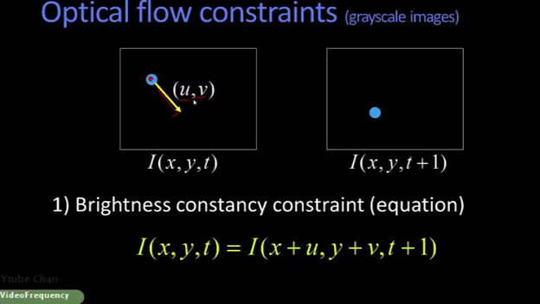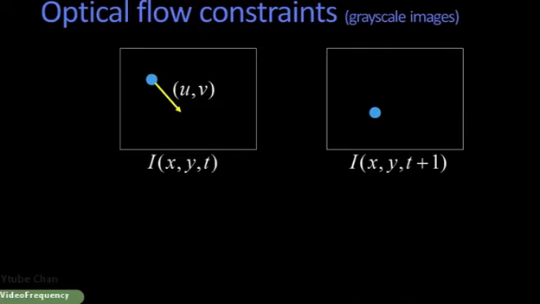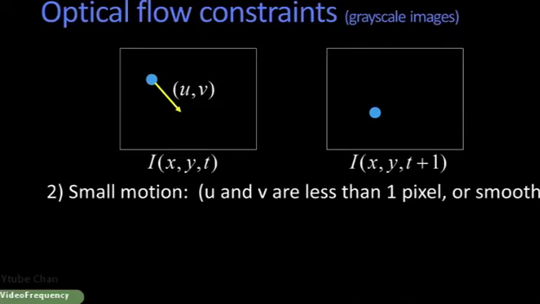So that's called the brightness constancy constraint, and in fact I can rewrite it like this. 0 is equal to the image at x plus u, y plus v, t plus 1, minus the original I of x, y, t. All right, that's the brightness constancy constraint. The second assumption was that we get a very small amount of motion. So basically u and v, let's assume they're like 1 pixel or part of a pixel, or just things are changing smoothly. Yes, you know what's coming.